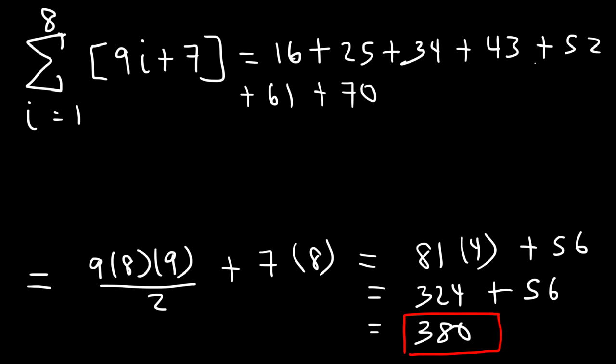So we have 7 numbers now. The last one, 9 times 8 is 72 plus 7 is 79. So let's use a calculator for this. So if we add 16, 25, 34, 43, 52, 61, 70, and 79, this will give us 380. So we get the exact same answer.